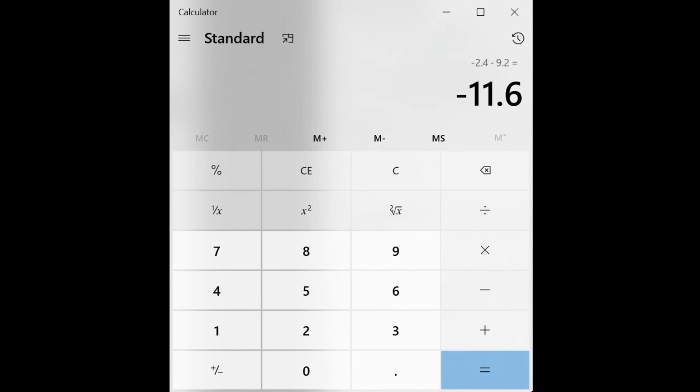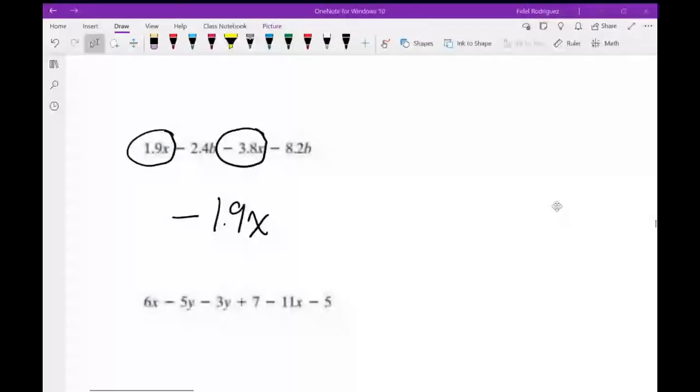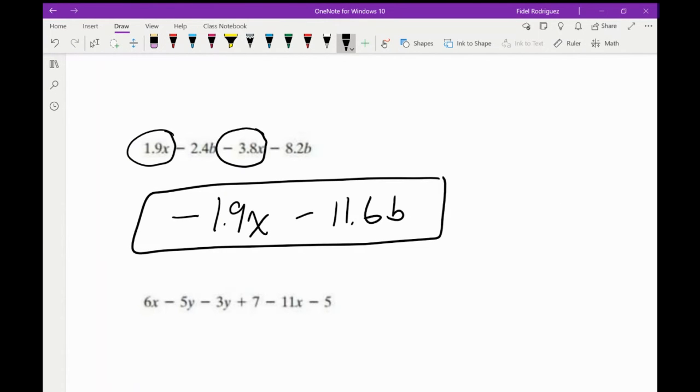Let me stop sharing this part and come back to my notes so we can see that. And here we go. So we had a minus 11.6 with the letter b. I think in the calculation you put 9.2. Oh, okay. Yeah, you know what? You're right. So it's probably going to be 10.6. My bad. It's 8.2, not 9.2. So 10.6. Oops. Okay. Thank you.